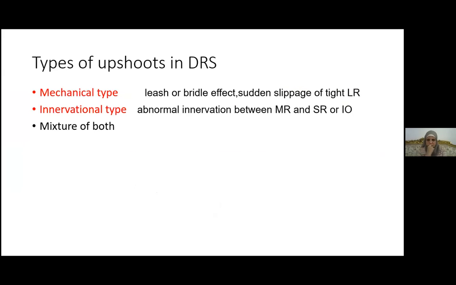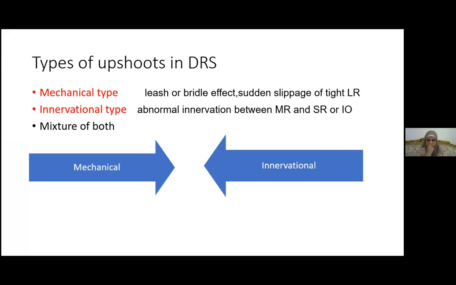I started to revise some things that made me more aware of the types of upshoot in Duane retraction syndrome. We have two types, either the mechanical type or the innervational type. The mechanical type is due to the leash or the bridle effect, with sudden slippage of the tight lateral rectus. What I did for him to release the upshoot was splitting of the lateral rectus and the superior rectus or the inferior oblique, and sometimes there is a mixture of both. In the mechanical upshoot, there is a sudden abrupt movement as the eye moves from abduction to adduction.